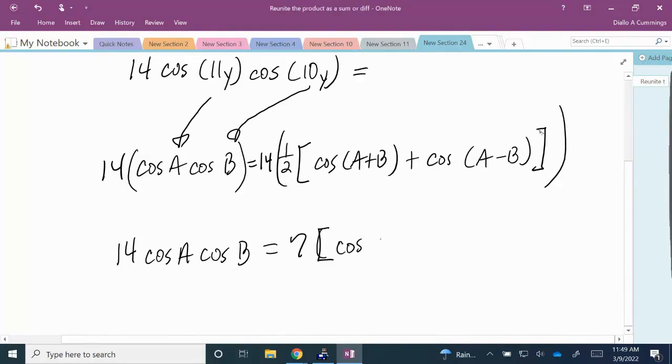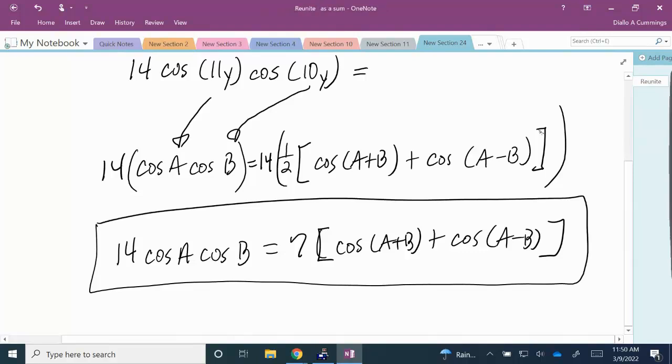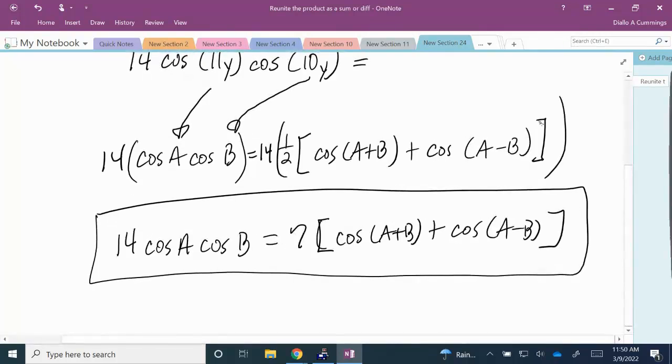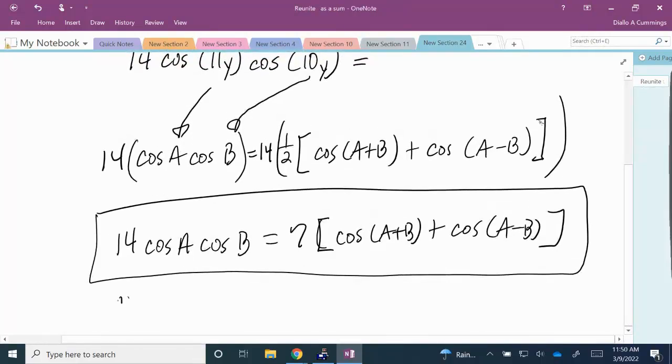Times cosine of A plus B plus the cosine of A minus B. Right, so notice we've taken the cosine product formula, we multiply both sides by 7. So now that we have the newfound formula, I'm simply going to rewrite our problem under the newfound formula.